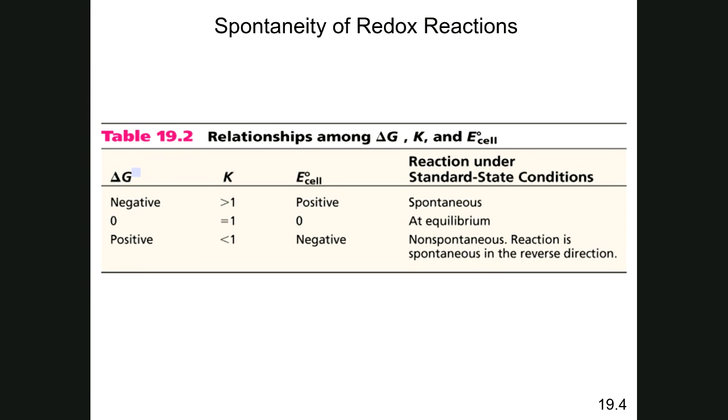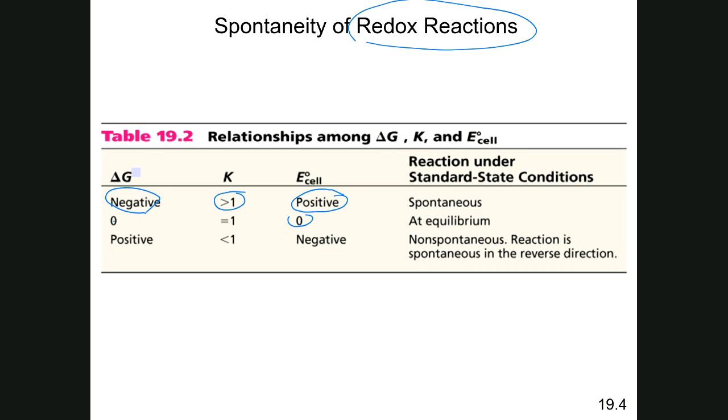Okay. For a redox reaction to be spontaneous, delta G must be negative and K would be greater than 1. That means more product is formed. The value for E0 is going to be positive. For equilibrium, delta G would be 0, K would be 1, and E cell is going to be 0.